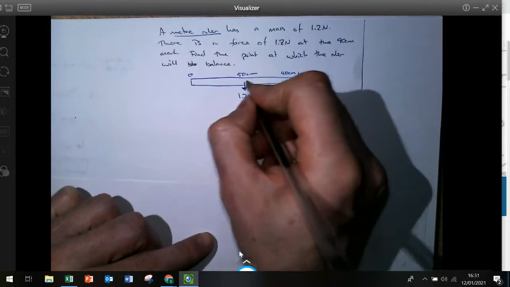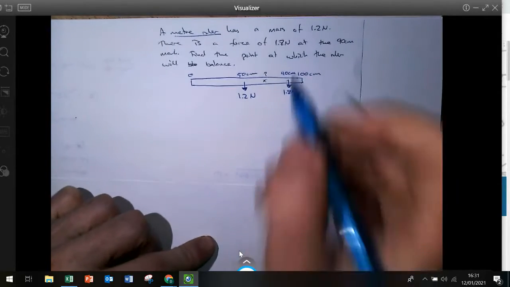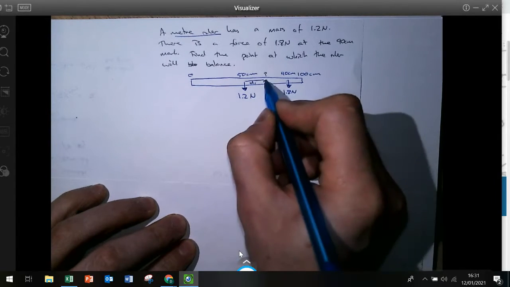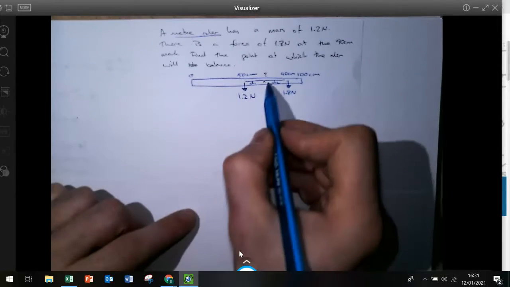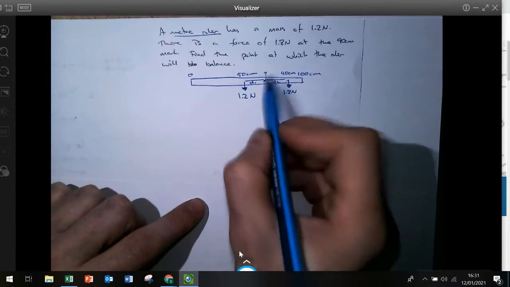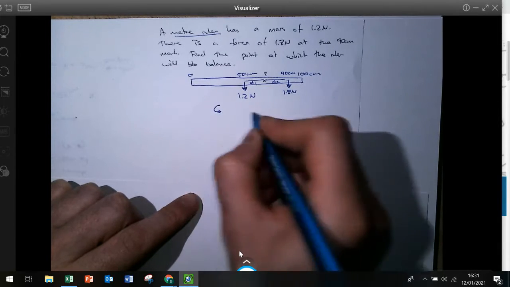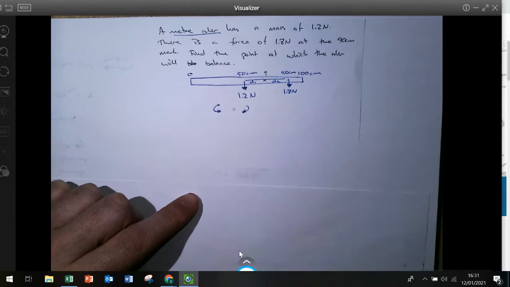The ruler will balance somewhere between here, and we don't know where that is. So there's going to be some distance here, which I'm going to label D1, and some distance here, which I'm going to label D2. So let's use our principle of moments to see where we can get, because at the point that it balances, we know that the sum of the clockwise moments will equal the sum of the anti-clockwise moments.